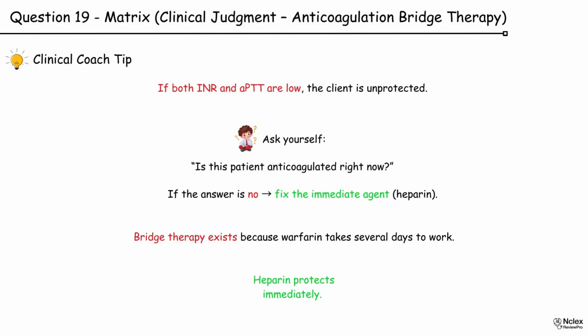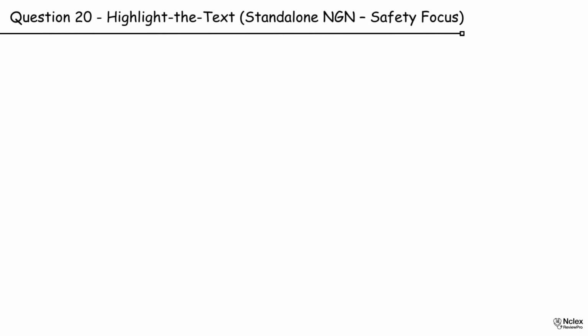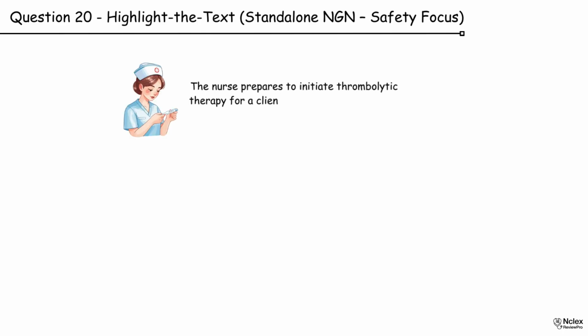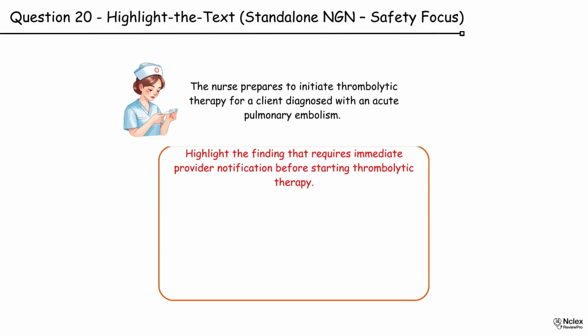All right, let's move on to the next question. Question 20. This is a highlight question, focused on safety before initiating thrombolytic therapy. The nurse prepares to start thrombolytic therapy for a client diagnosed with an acute pulmonary embolism. Here are the assessment findings.